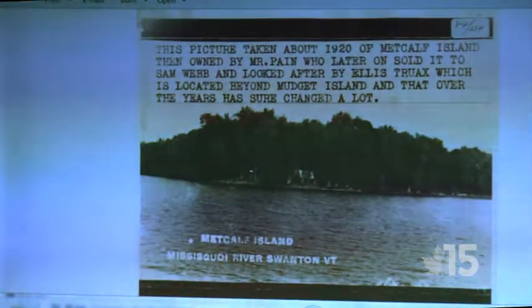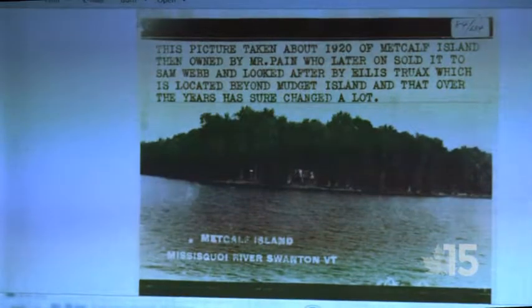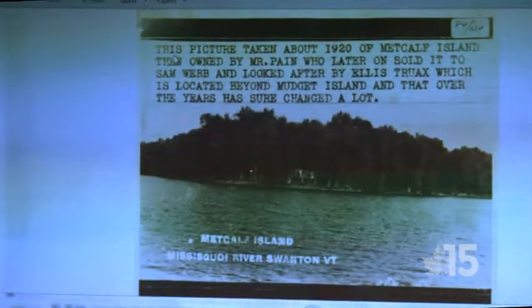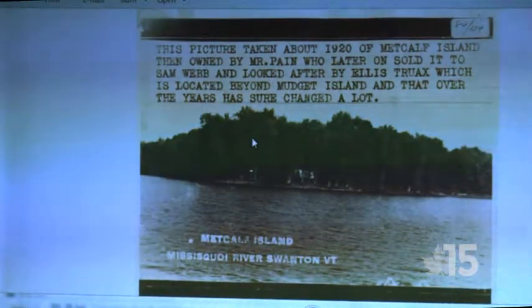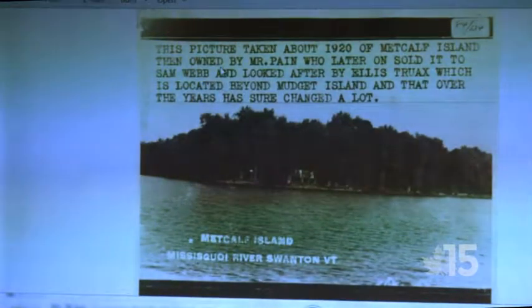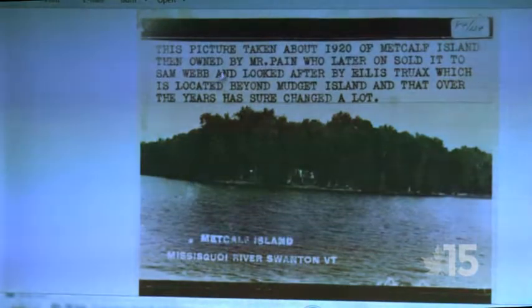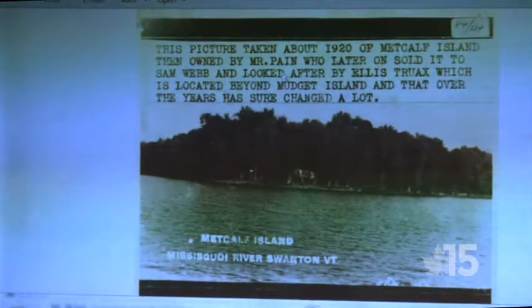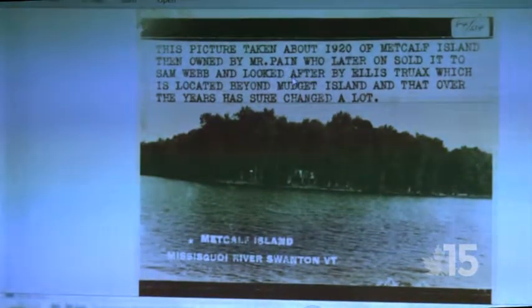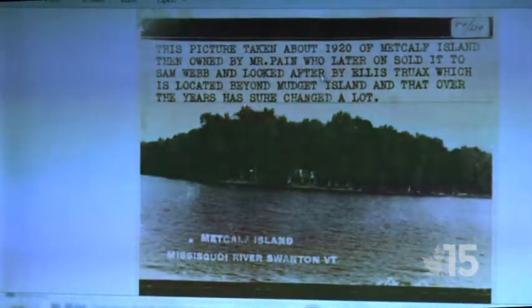So you heard about the islands in the river, and this picture here is Metcalf Island, and this is an Orrin Batchelder caption, and he later sold it to Sam Webb. You know Sam Webb here, who had a lot of property where he used to hunt geese and whatever, and maybe still does, I don't know, or at least his progeny. It's all wildlife refuge now.